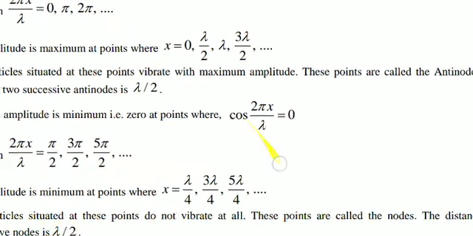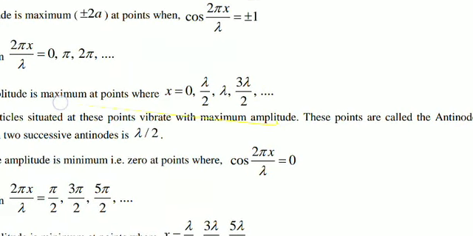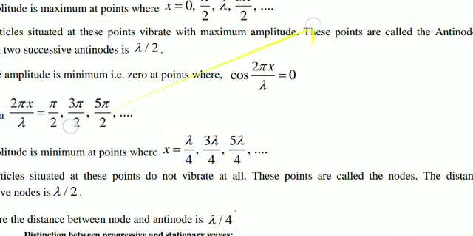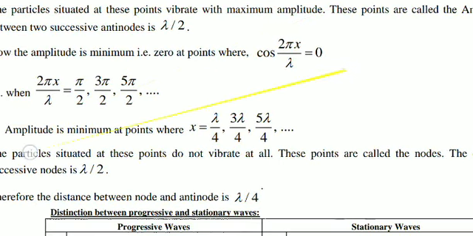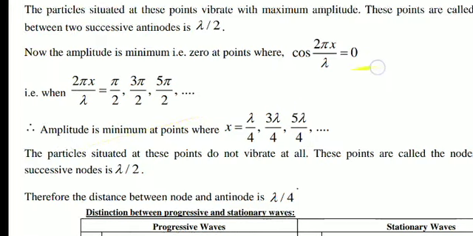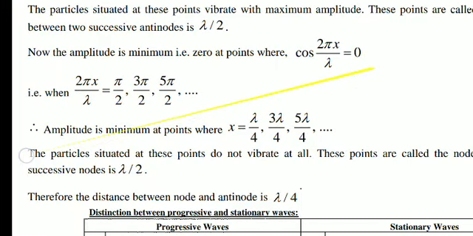Okay, when it was maximum, cos of this angle was plus minus 1. Now this amplitude will be 0 when cos of this angle will be 0. And cos of something will be 0 when this something, that is 2 pi x divided by lambda, is equal to pi by 2, 3 pi by 2, 5 pi by 2, then only cos of this angle will be equal to 0.